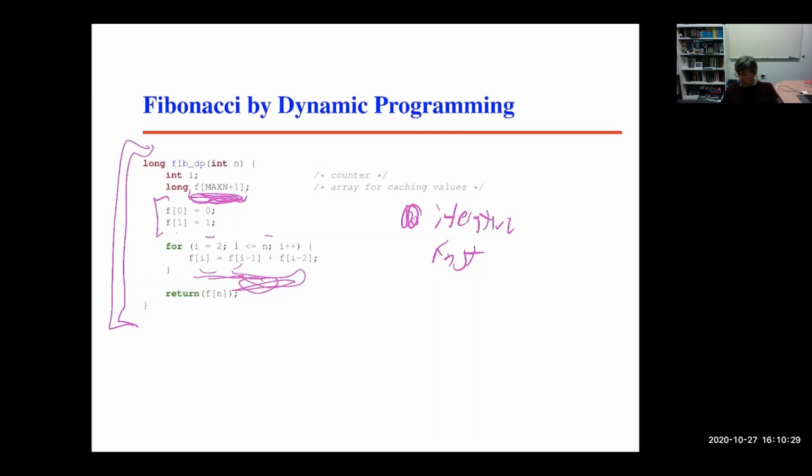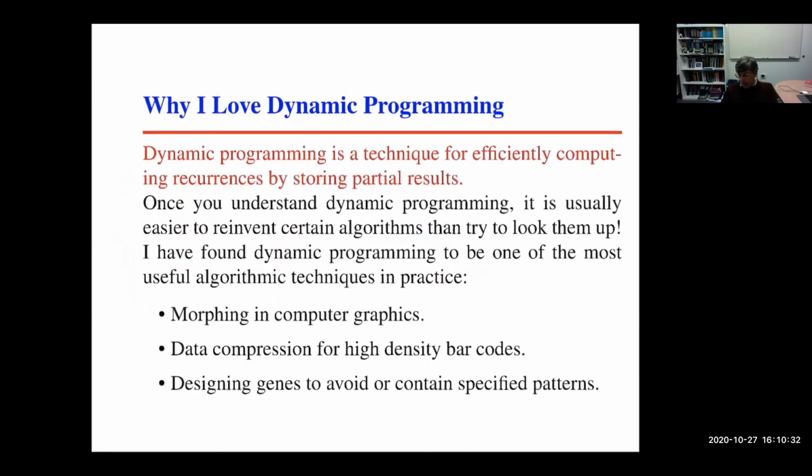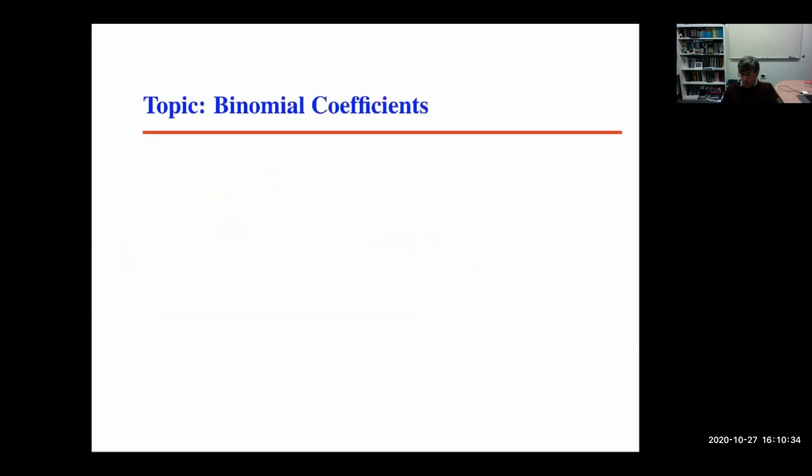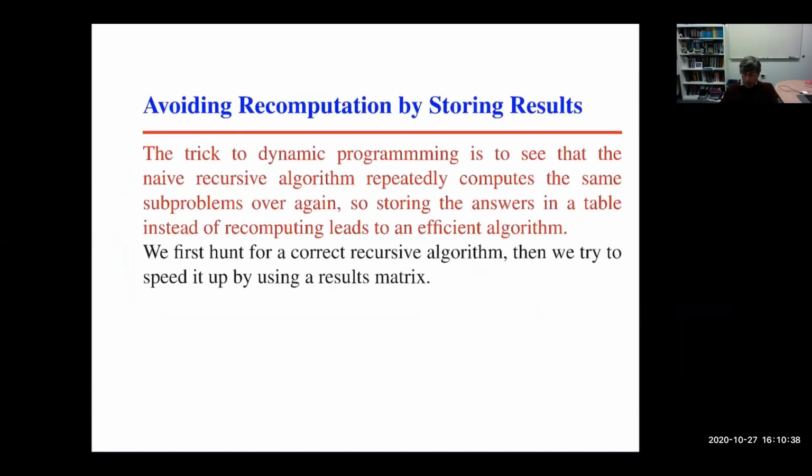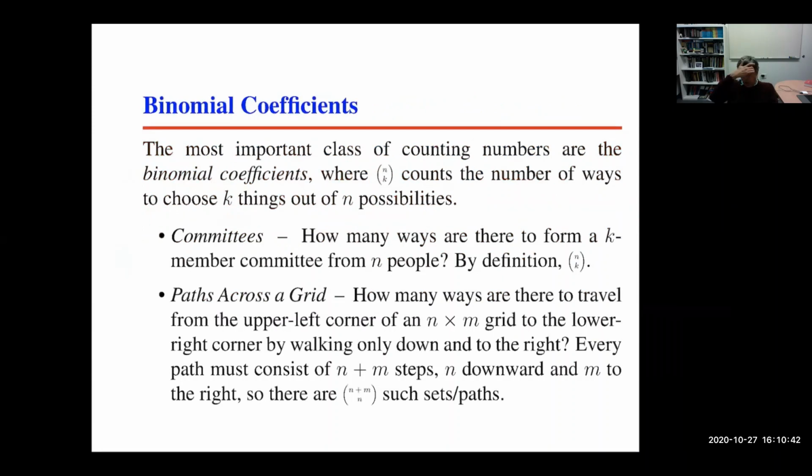Okay, let me show you one other example. Again, I can give you my speech why I love it, but I don't have time for the speech now. What I'm now going to show you is a way to compute binomial coefficients, n choose k. N choose k is the number of ways of picking a subset of k things out of n.